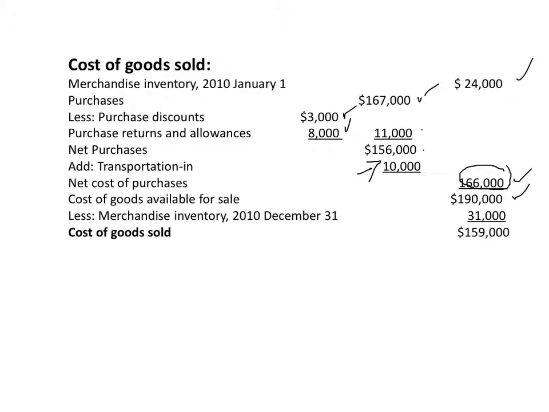I take a physical count. On December 31st, 2010, I count what's left unsold, and therefore I come up with a cost of goods sold of $159,000. So that completes the second major part of a merchandise income statement. We're now going to look at what's called the classified income statement for a merchandise company.